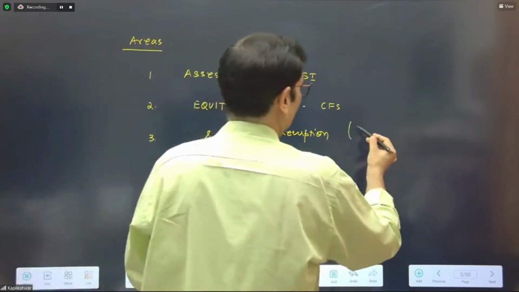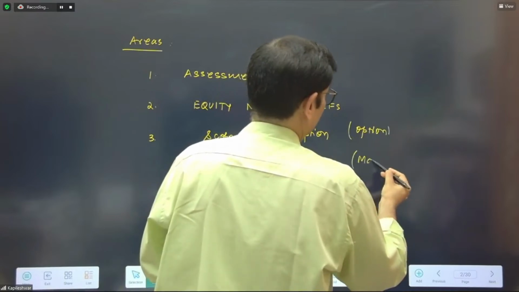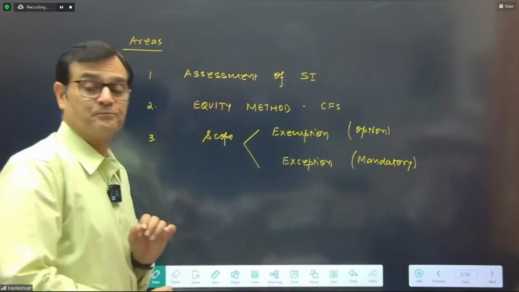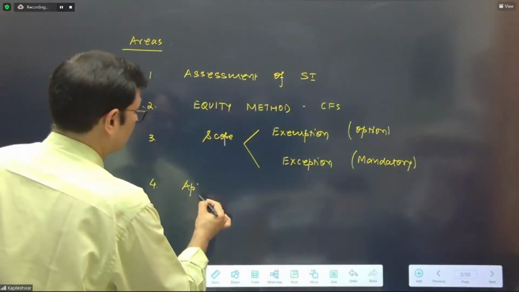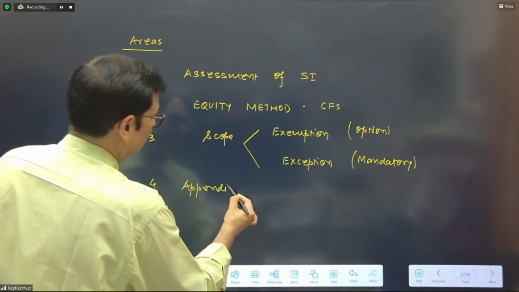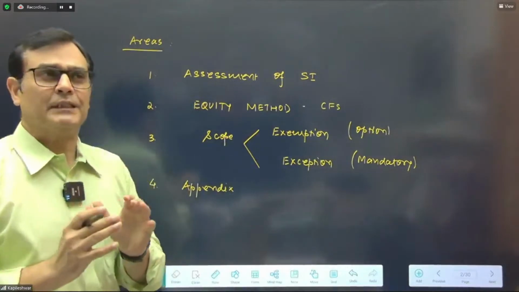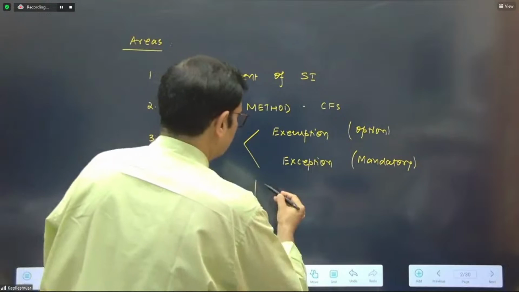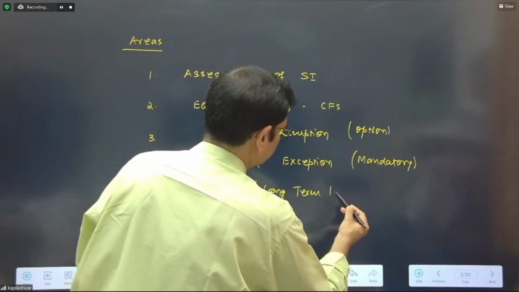So this is a case of option where you've got a choice not to apply, and this is a case of mandatory situation where you cannot apply Ind AS 28. And then finally, there is going to be a fourth area where we need to cover the appendix of Ind AS 28. In this appendix, we're going to cover any long-term interest other than ordinary shares. So this is dealing with certain long-term interest, a very interesting area.